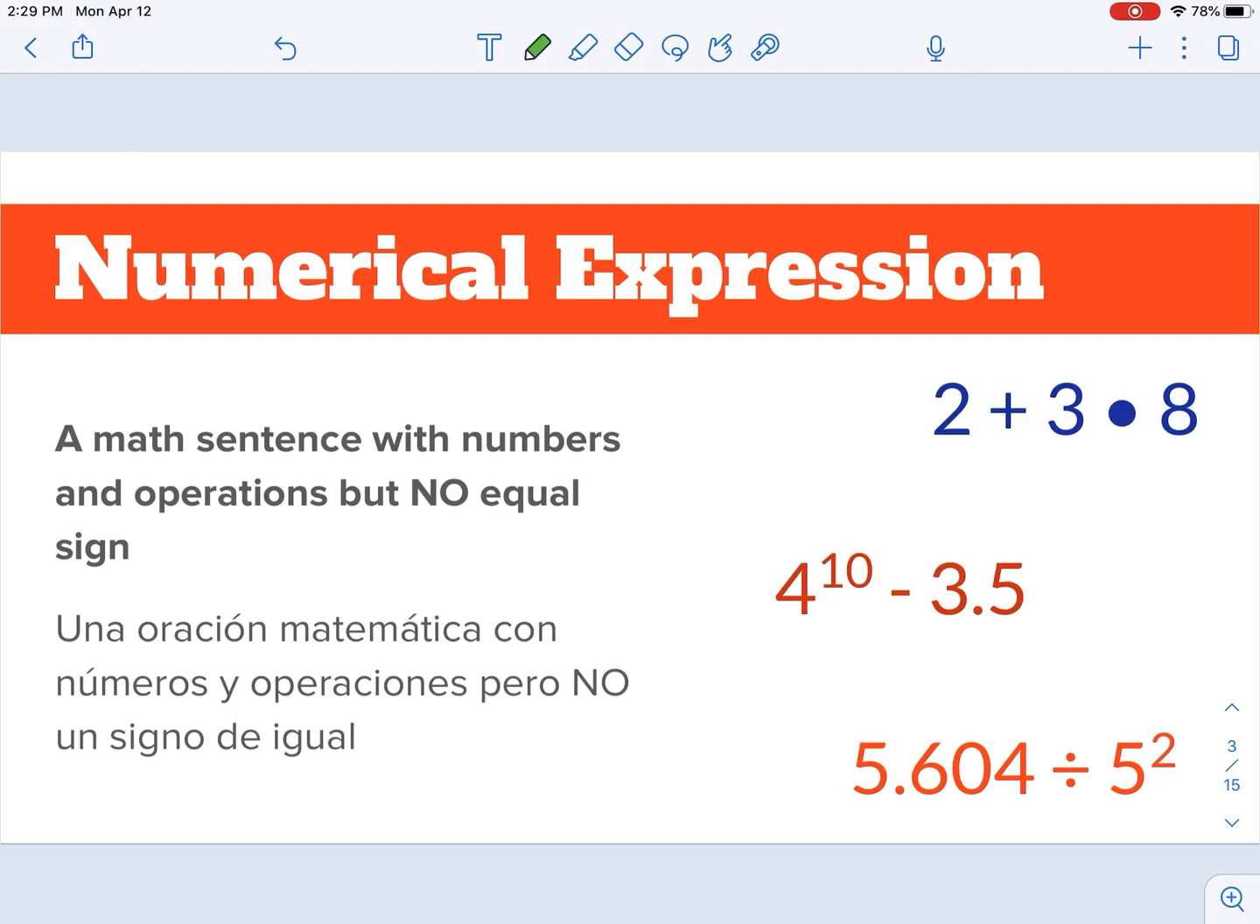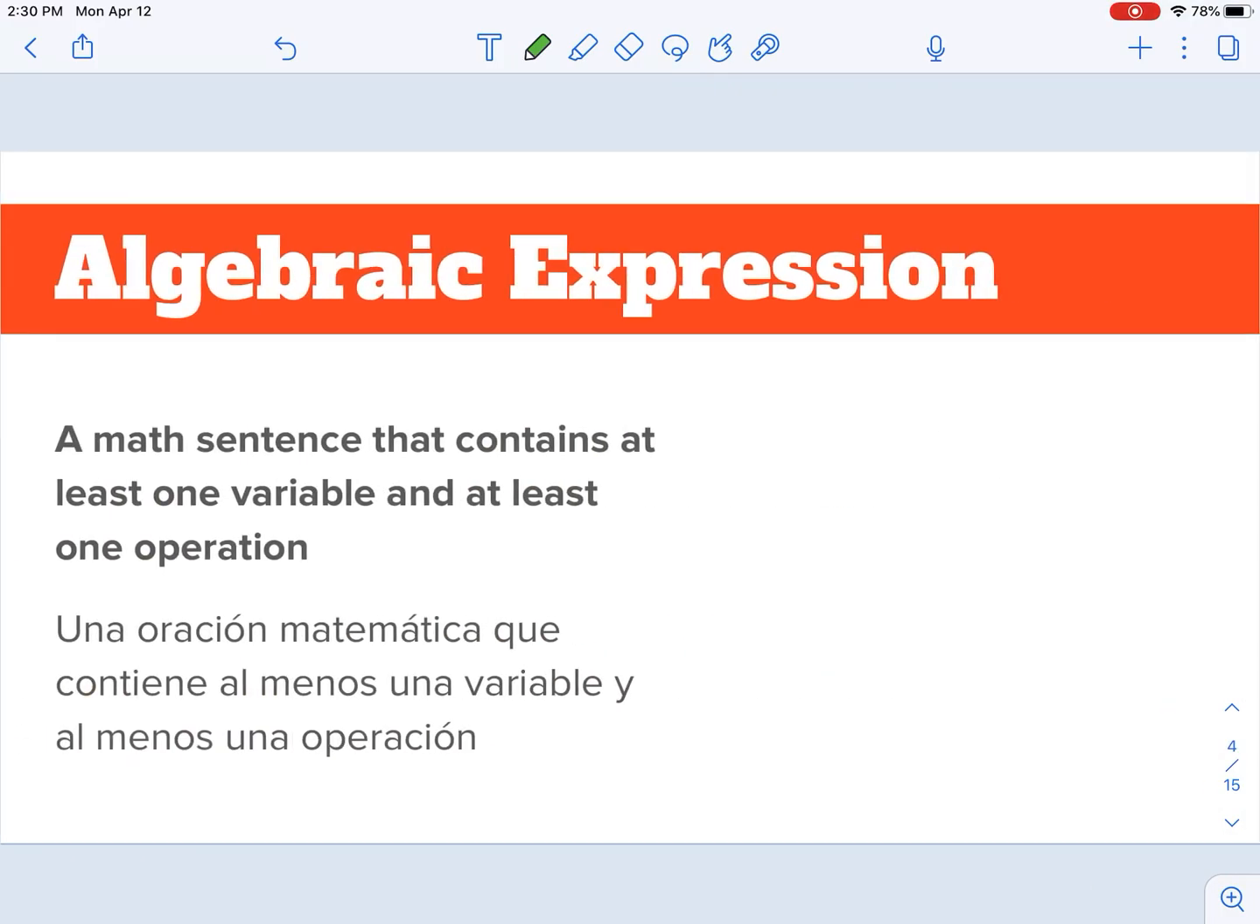A numerical expression is a math sentence with numbers and operations, but no equal sign. So when we've been doing work with the order of operations, we have been using numerical expressions. Take a second to look at the examples on the side. They are all numerical expressions.